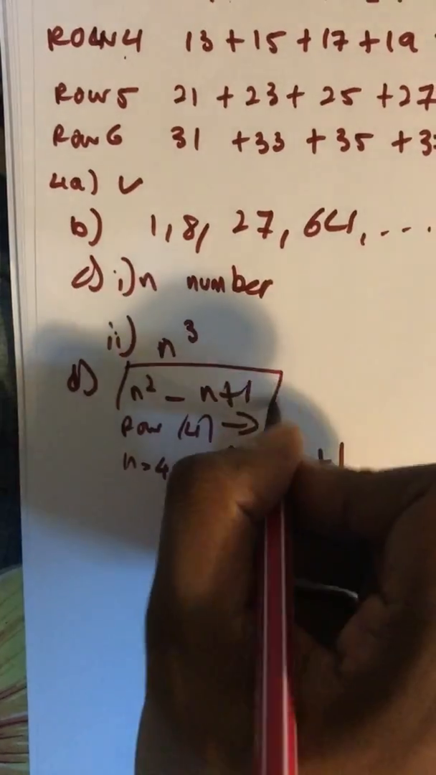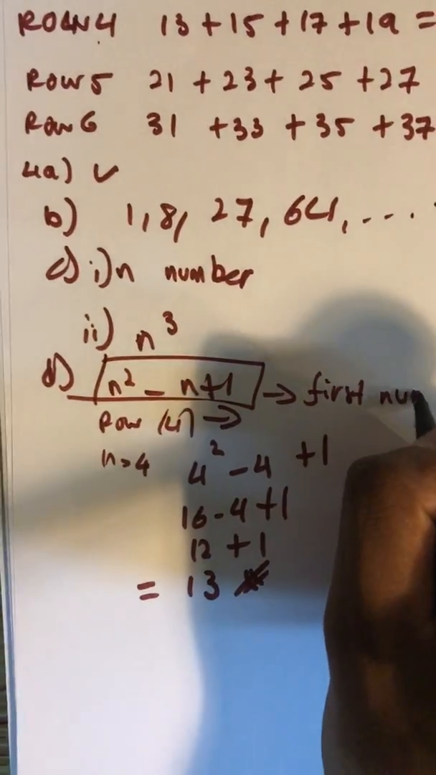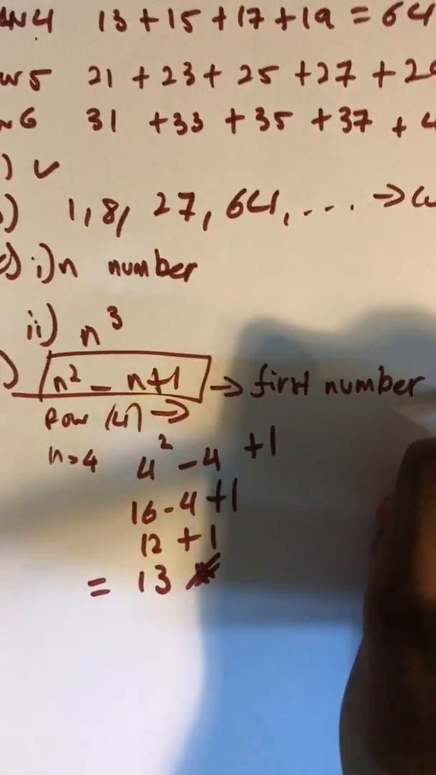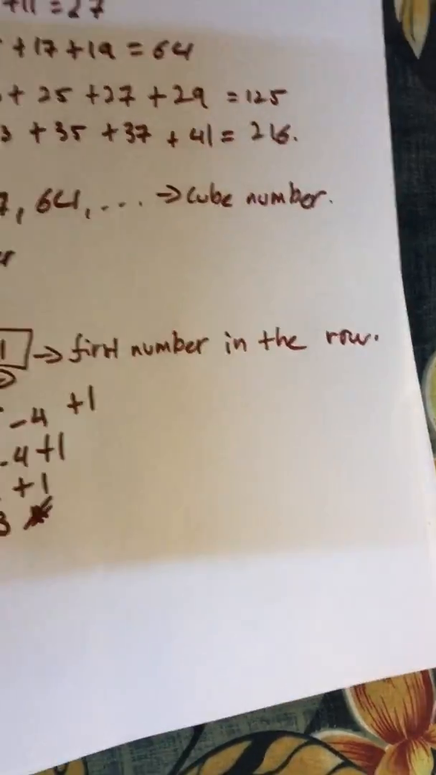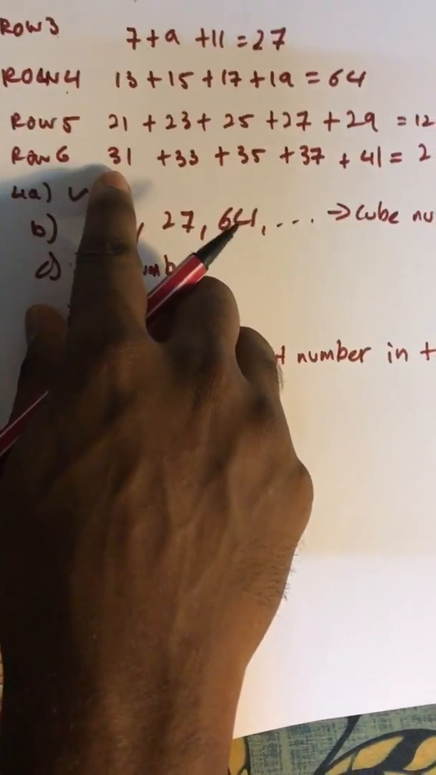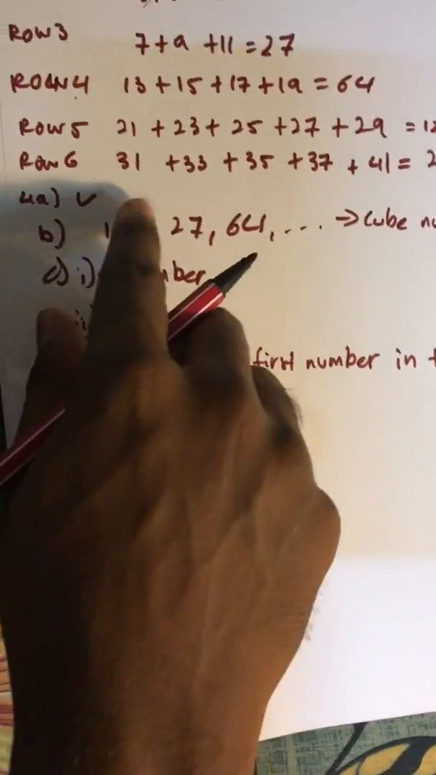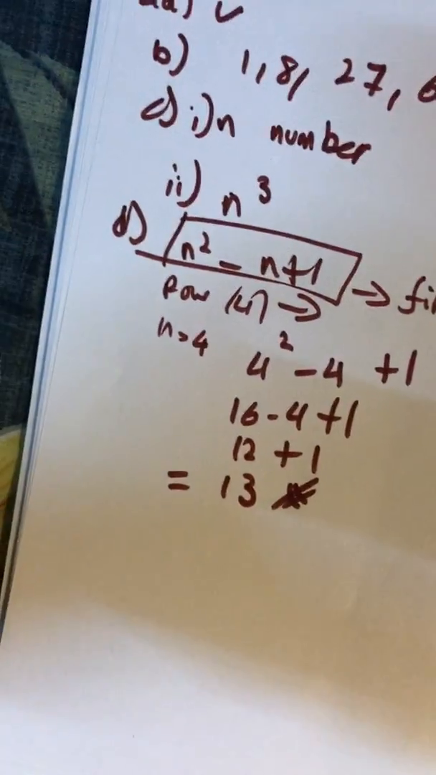So this formula actually will tell you the first number in the row. So they're telling us this formula will tell you the first number in the row. So if, let's say, for row 6 you don't know what the first number is, you put 6 inside it, it will tell you the first number is 31. Okay, so that's question D. I move forward.